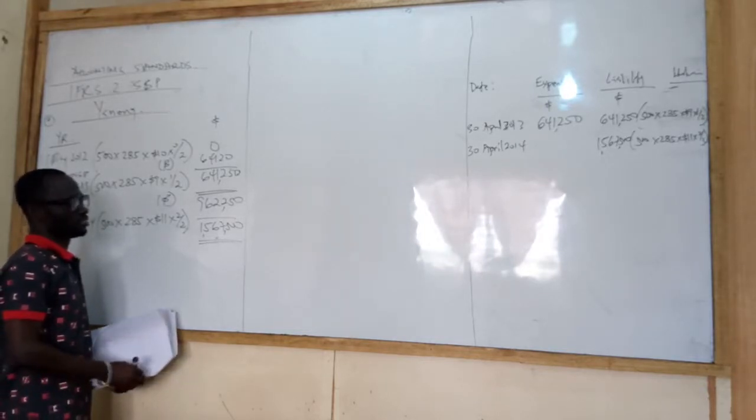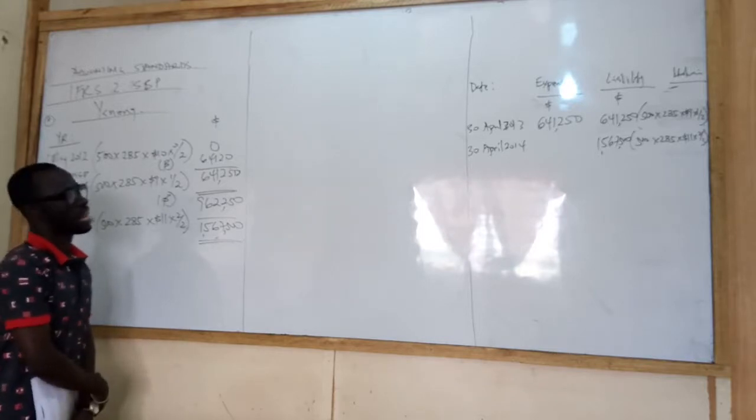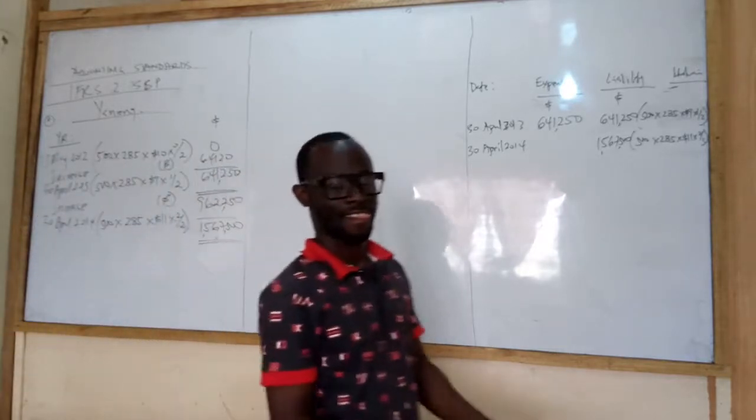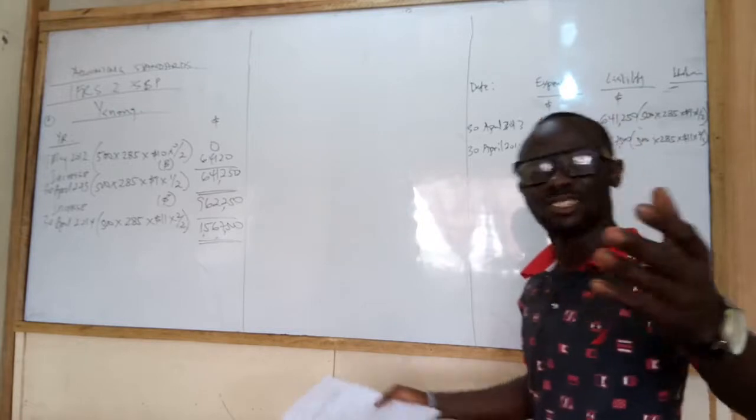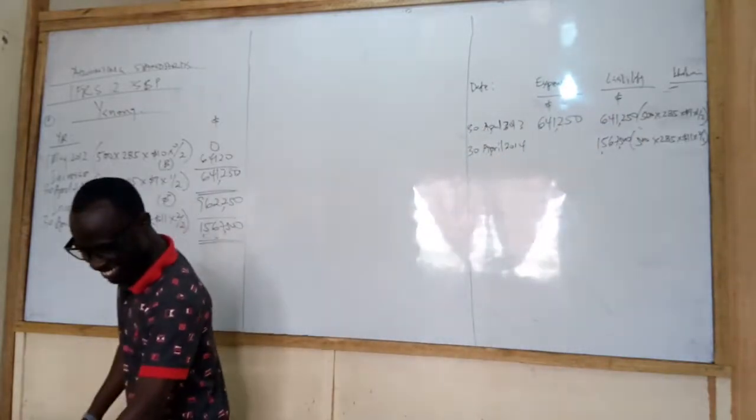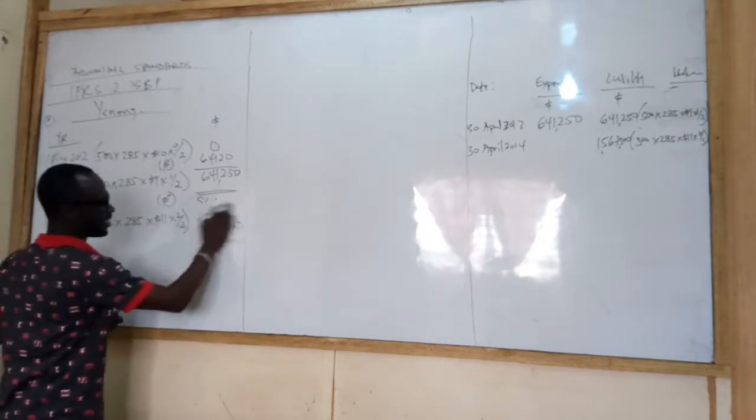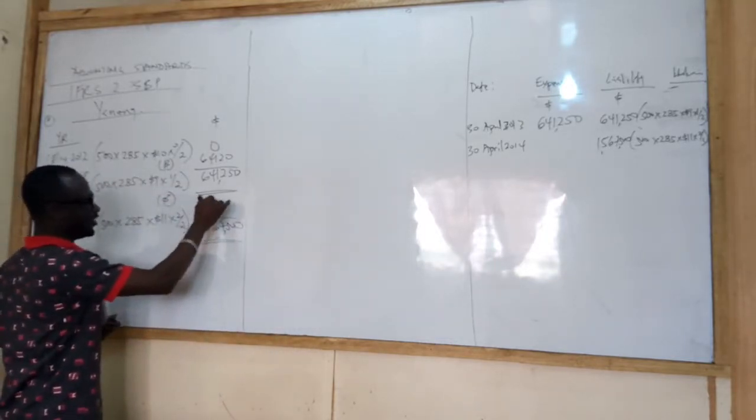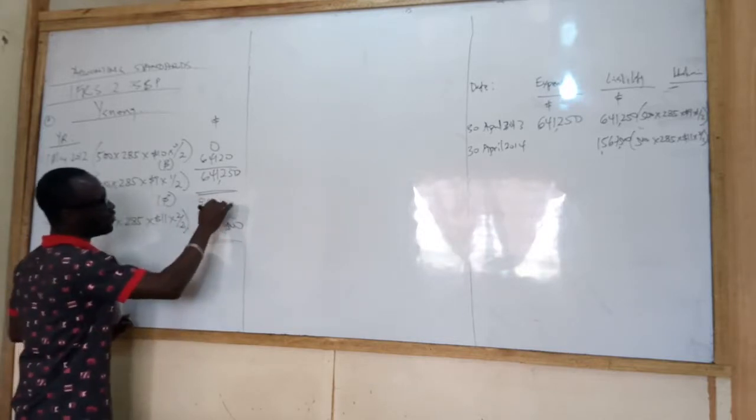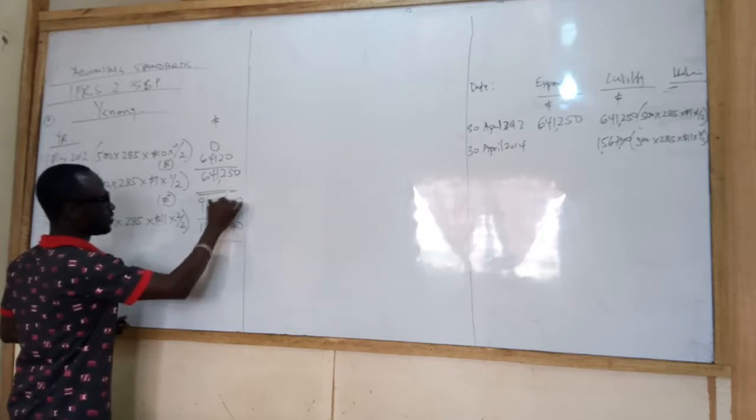Okay, what's my calculator? They're just messing me up here, can you imagine? Sorry about that. 926, sorry. 926,250. Sorry.